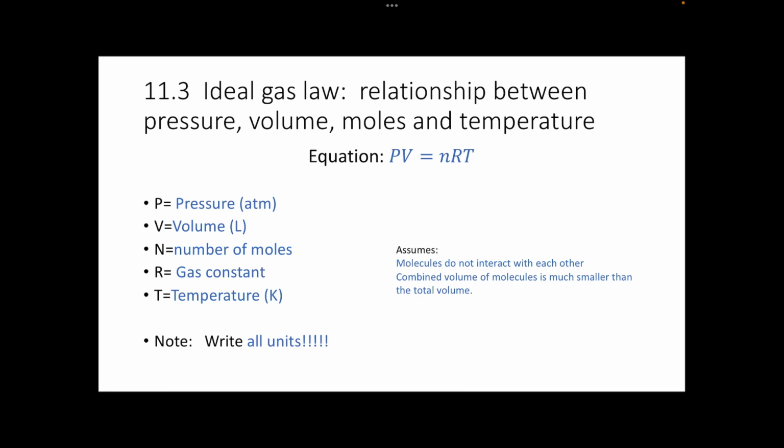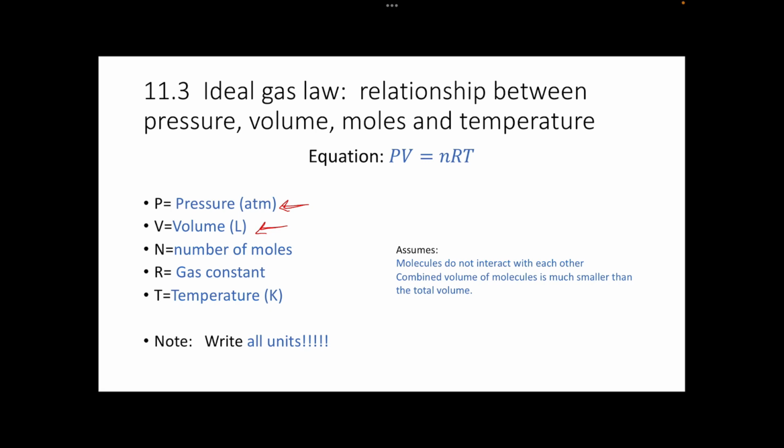All right, so in this equation, P is pressure in atmospheres. V is volume, which is given in liters. N is the number of moles. R is the gas constant, which is always going to be the same each time. And T is the temperature in Kelvin.